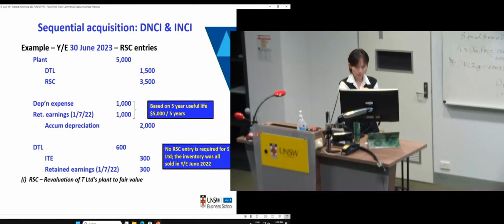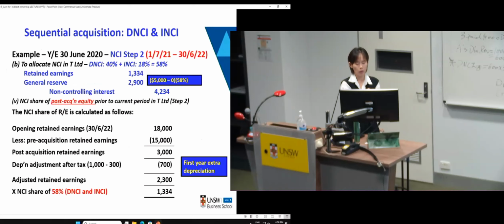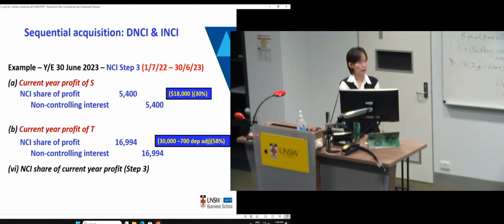And we should, of course, take these adjustments into your accounts, right? Then we find out the adjusted after-tax profit of T, using 30,000 reported profit minus the 700 adjustment. Now the adjusted after-tax profit of T, we allocate 58% to NCI. So simply debit NCI share of profit, credit NCI. Now up to here, we have successfully completed the three-step NCI calculation, and this is also your stage one NCI measurement.